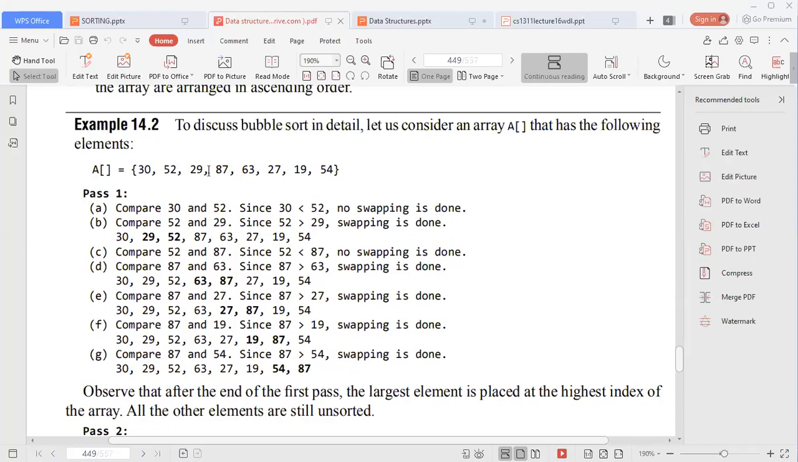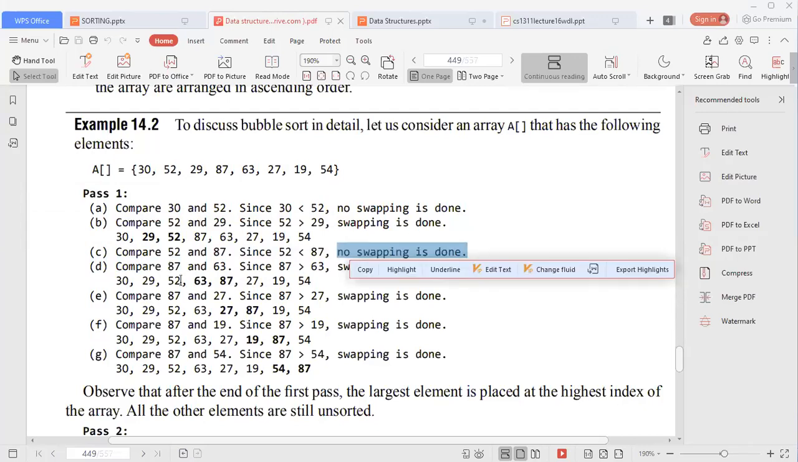Compare the next elements. A5, speak. When you compare 52 and 29, is swapping required or not? Yes, sir. Required. Why? Because 52 is greater than 29. So swap these two elements. This is how swapping is done. Then the new positions of the array: 29 came into the second position and 52 in the third position. Now we are comparing 52 and 87. Is any swapping required? No, sir. No swapping. So leave as it is.